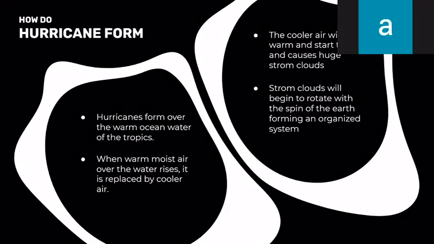So this is how hurricanes form. First, hurricanes form over the warm ocean water of the tropics. When warm moist air over the water rises, it is replaced by cooler air. The cooler air will then warm and start to rise and causes huge storm clouds. Storm clouds will begin to rotate with the spin of the earth, forming an organized system.